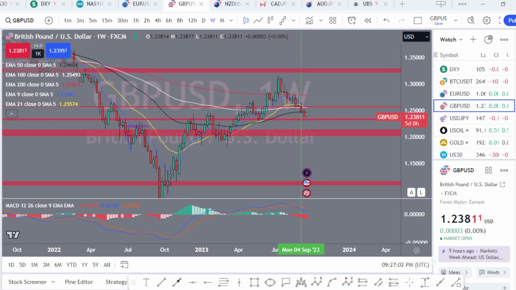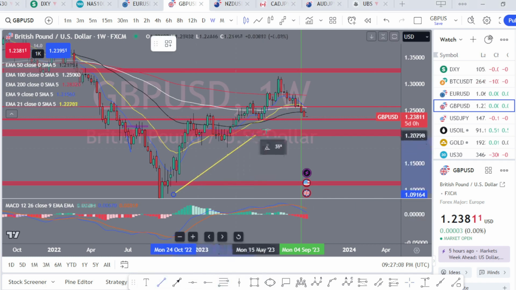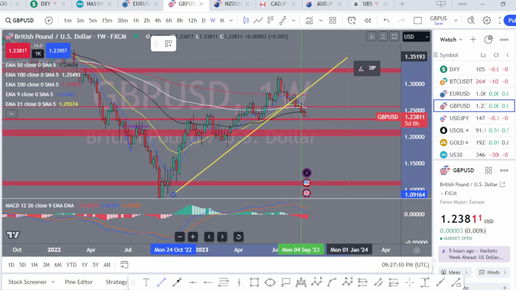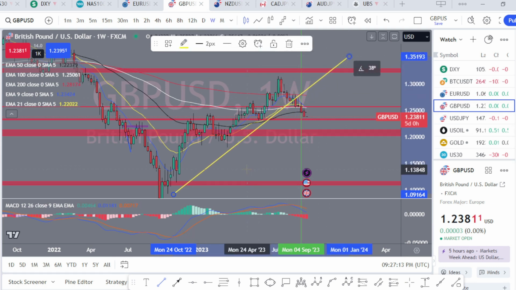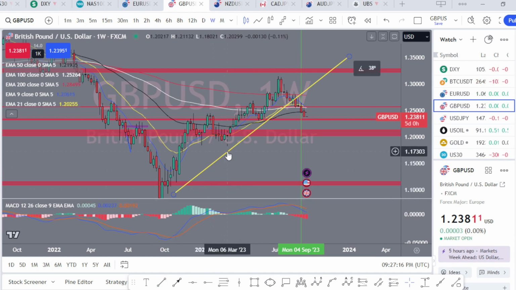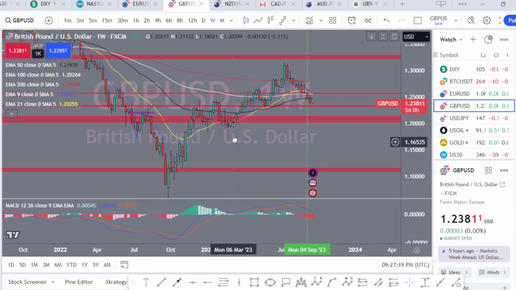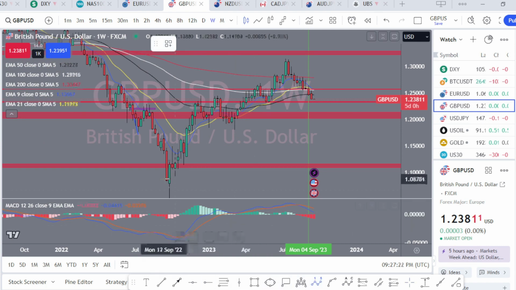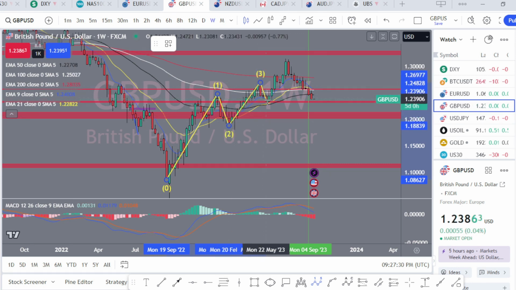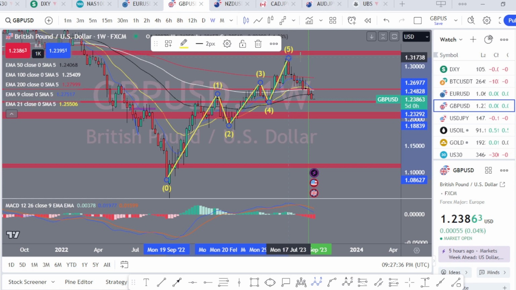If you look at the weekly time frame, you can see that the market is in an uptrend. You see that? It's an uptrend. We say that because the market has been making a higher low, a higher low, a higher low, and a higher high. So because of that, we say the market is in a bullish trend.